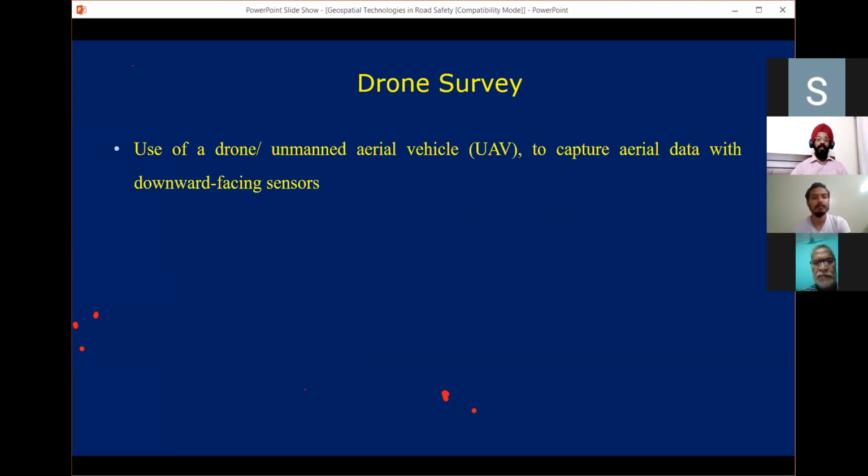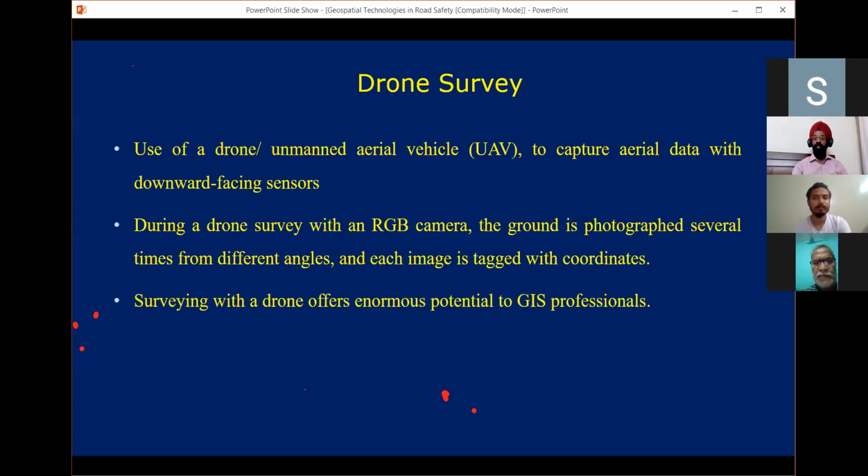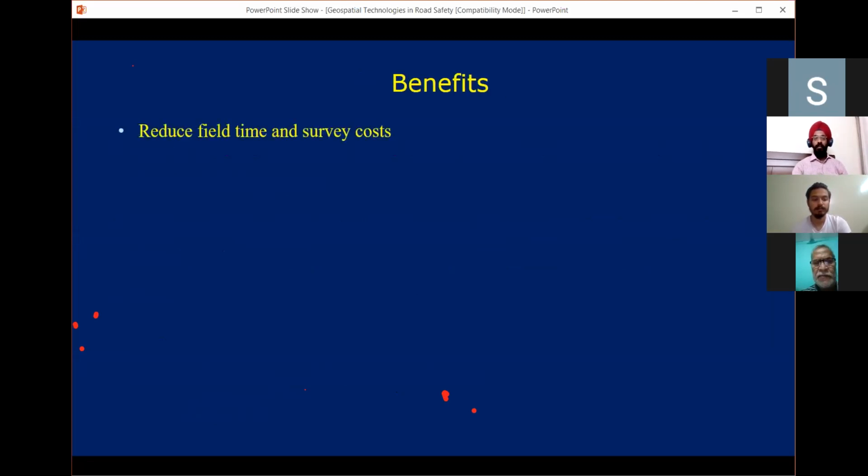So drone survey is the use of a drone to capture aerial data with downward facing sensors. I have a drone and a camera here, and this drone is capturing all kinds of images. During a survey with an RGB camera, the ground is photographed several times from different angles, and each image is tagged with coordinates. So even with a drone, I get images with latitude and longitude. Surveying with a drone offers enormous potential to GIS professionals. Nowadays we are using drones in GIS in a number of ways. Surveys have the same quality as the highly accurate measurements collected by traditional methods, but in a fraction of the time. Benefits: reduced field time and survey cost.